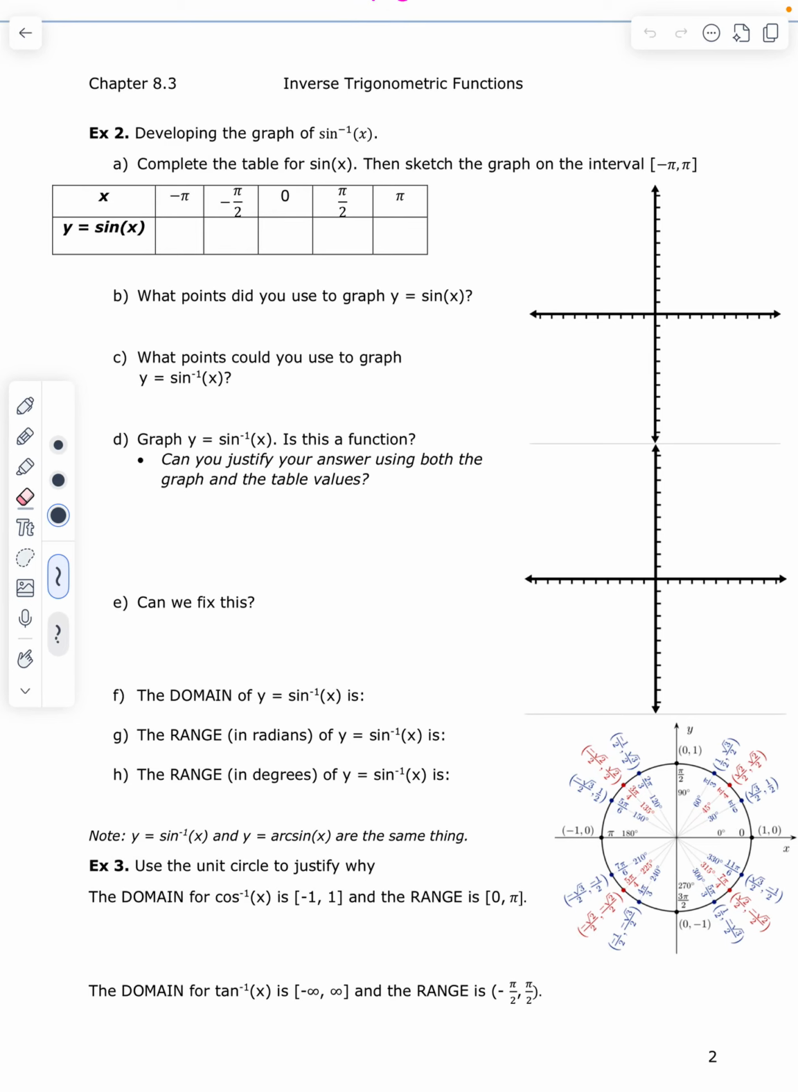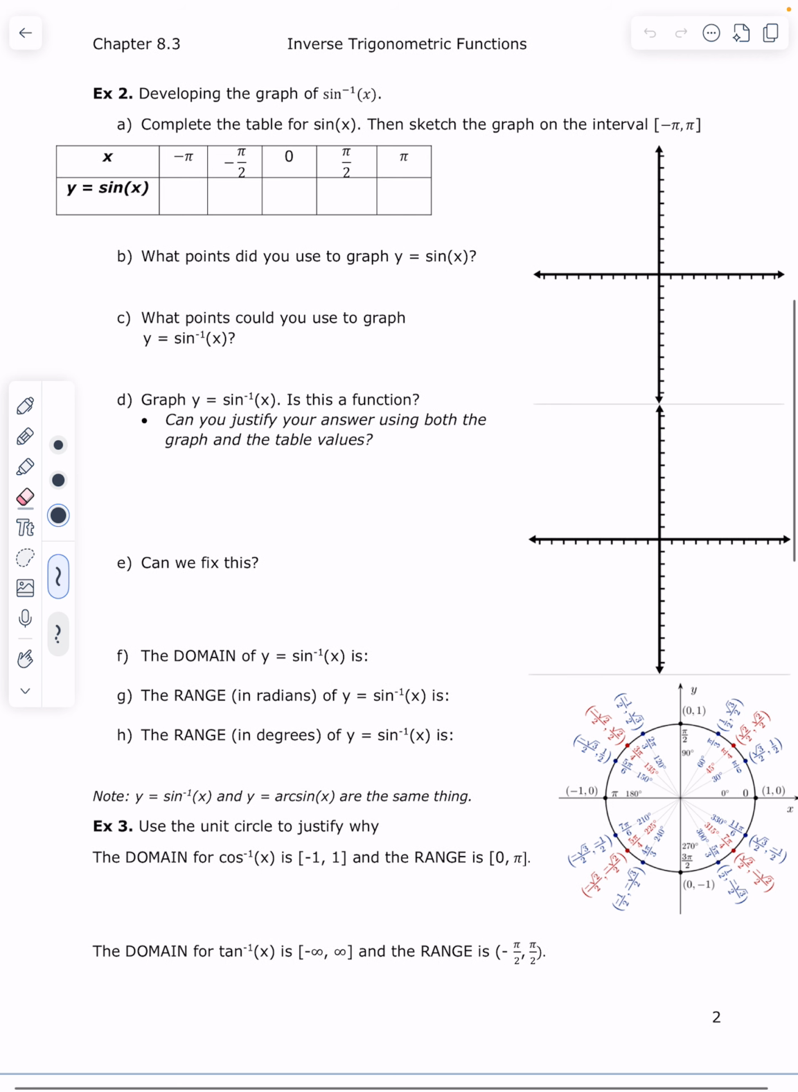Okay, these are the 8.3 notes, inverse trigonometric functions. This is page 2. So we are going to talk about how we develop the graph for inverse sine. We are going to start by cranking out the values for sine. And I am going to label my graph here. Could have done that before you started watching.